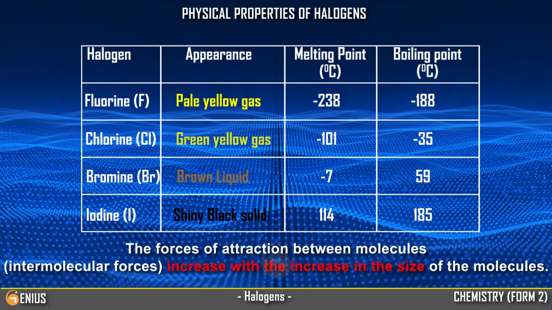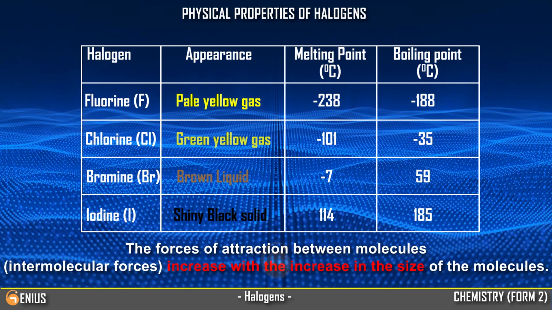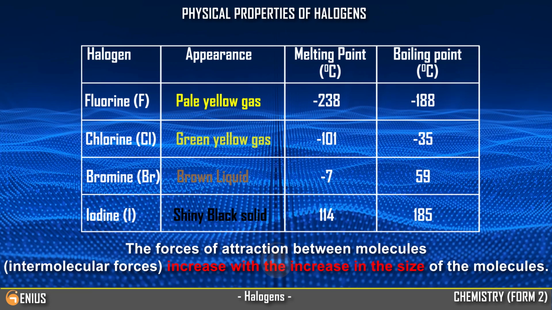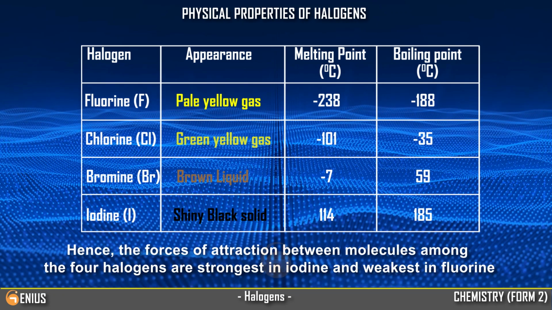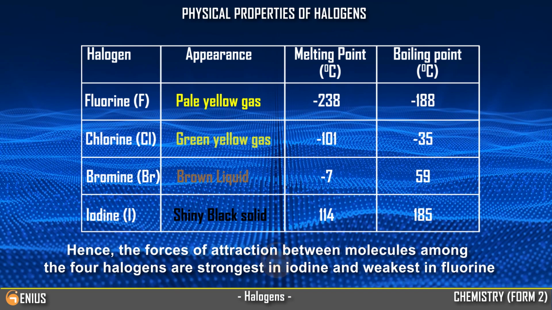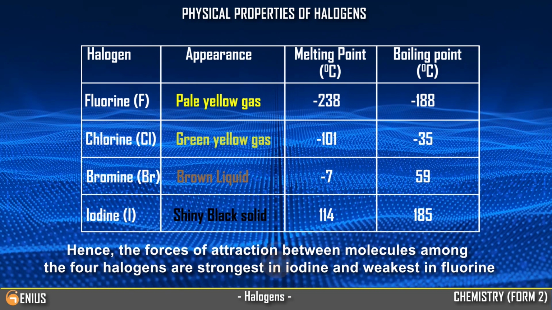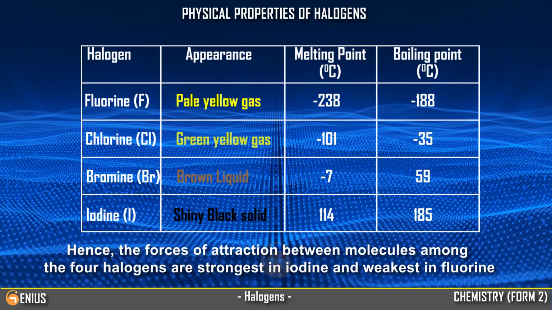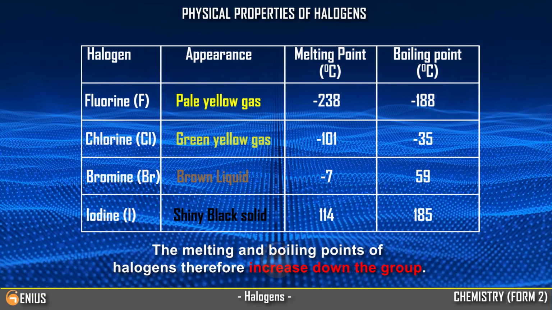The forces of attraction between molecules, intermolecular forces, increase with the increase in the size of the molecules. Hence, the forces of attraction between molecules among the four halogens are strongest in iodine and weakest in fluorine. The melting and boiling points of halogens therefore increase down the group.